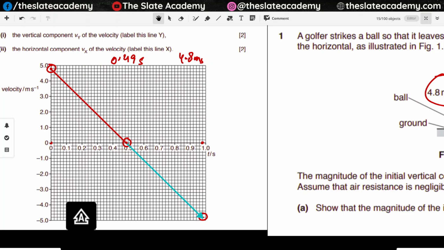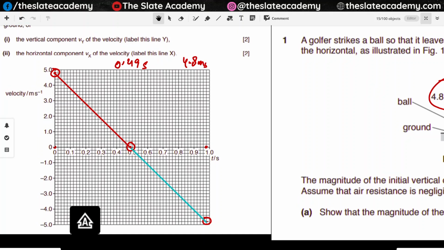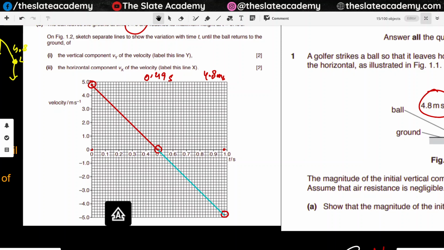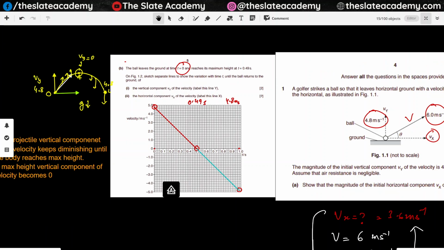You can't see what I'm drawing? Aren't there any red and blue lines on the graph?